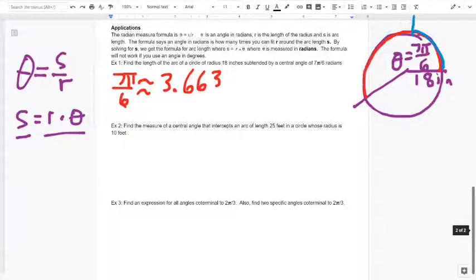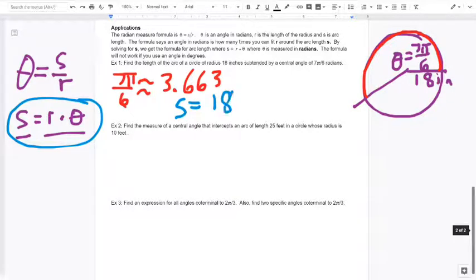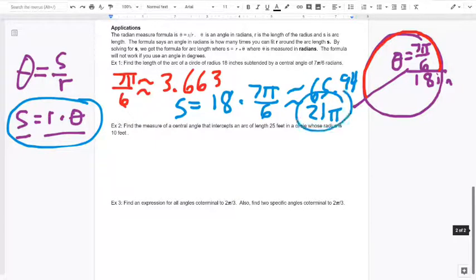Now, the way we're going to do this is we're going to use this formula. The arc length is equal to r times theta. So the length of the arc, what we're looking for, is equal to the radius, which is 18, times the angle in radians, 7 pi over 6. Now, you could keep that in terms of pi, or if you multiply out pi, you get 65.94, which in terms of pi, if we divide pi out, is about 21 pi, okay, inches.